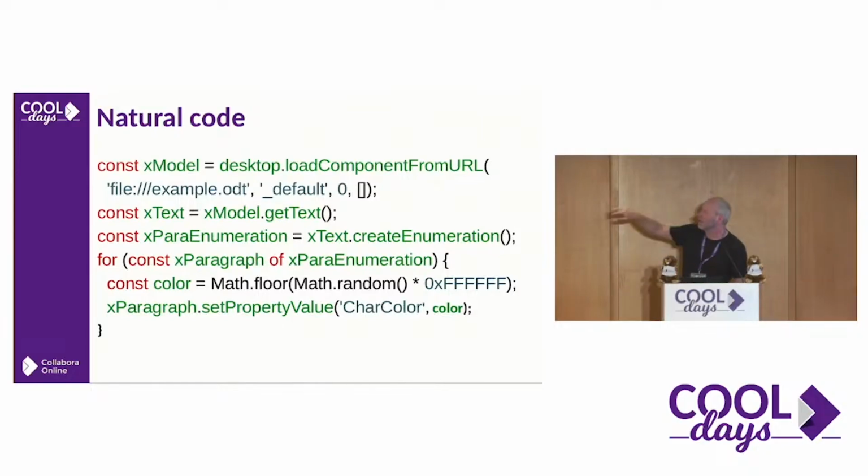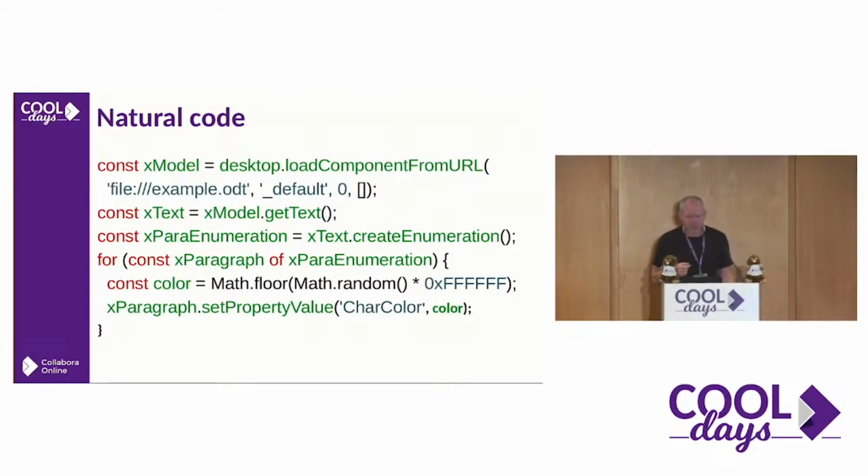And if you would type this into a browser console to try it out in a live way, then you would also have code completion, because this XModel that you get already has all the function slots filled in. So if you write get t, then it would complete it to the getText thing.